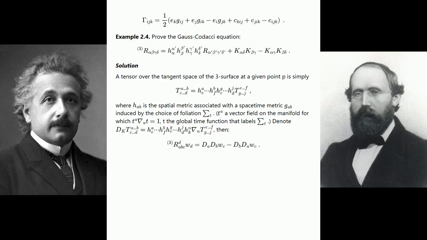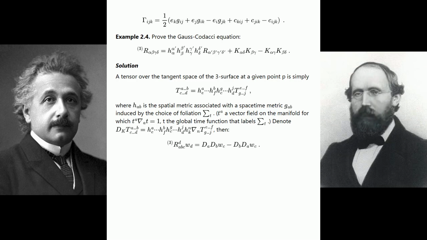Example 2.4. Prove the Gauss-Codazzi equation, see the equation shown. Solution. A tensor over the tangent space of the 3-surface at a given point P is simply, see the equation, where h sub ab is the spatial metric associated with a spacetime metric g sub ab induced by the choice of foliation sigma sub t. Let t to the a power be a vector field on the manifold for which t to the a power gradient sub a t equals 1, t the global time function that labels sigma sub t.